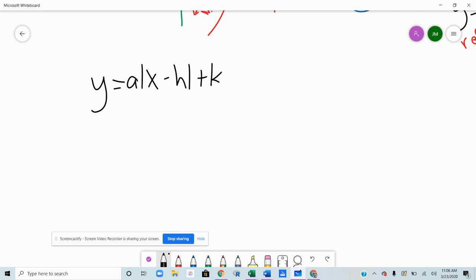All right, just getting this back in here so that we can see it. So we just talked about your horizontal and your vertical, your H moving you side to side, and your K moving you up and down. Now we're going to focus on what A does.